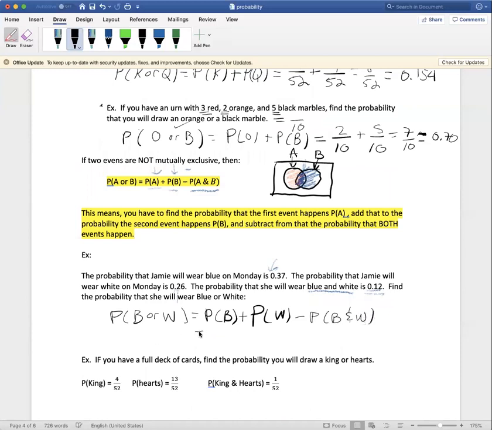Okay, so the probability she wears blue is 0.37. The probability that she wears white is 0.26. The probability she wears blue and white, so we're going to subtract off that intersection, is 0.12. So the probability that she wears blue or white, well, when we add those two together, 0.37 plus 0.26 minus 0.12, that gives us a probability of 0.51.